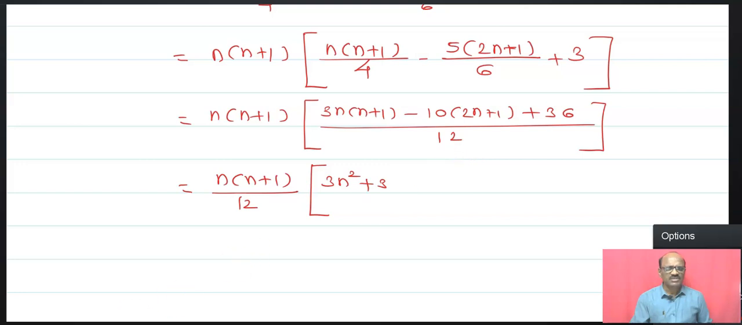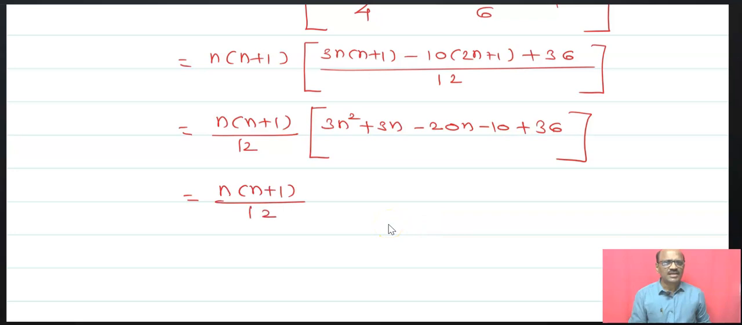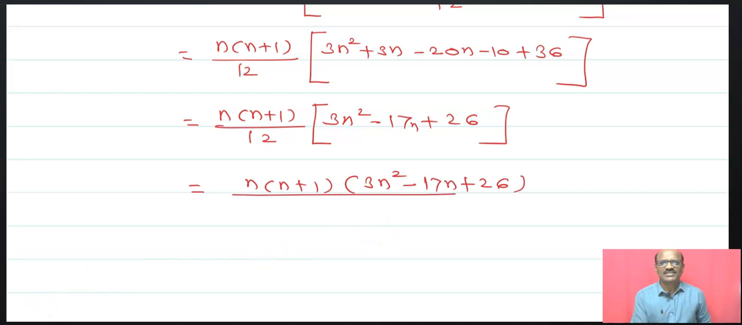Now see the multiplication. Their multiplication is 3n square plus 3n, minus 10 into 2n, that is minus 20n, minus 10 plus 36. Now here, 3n square, I forgot to write the term there, 17n plus 26. See this here, 3n square plus 3n minus 20n becomes minus 17n, and minus 10 plus 36 is 26, and overall we write n into n plus 1, 3n square minus 17n plus 26 upon 12.